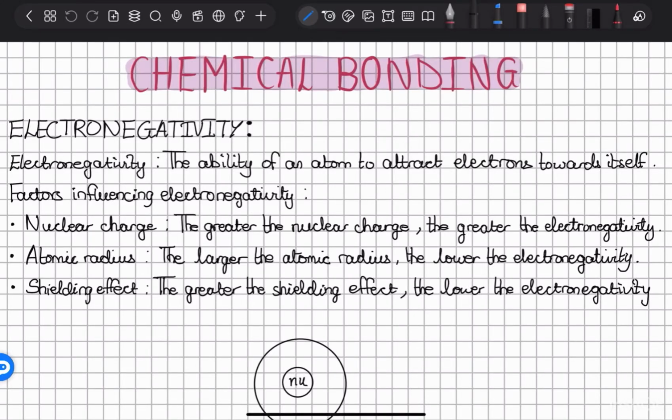Hey everyone, welcome back. Today we are dealing with the fourth topic of our syllabus, which is chemical bonding.